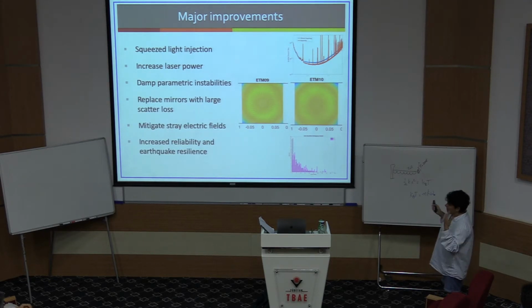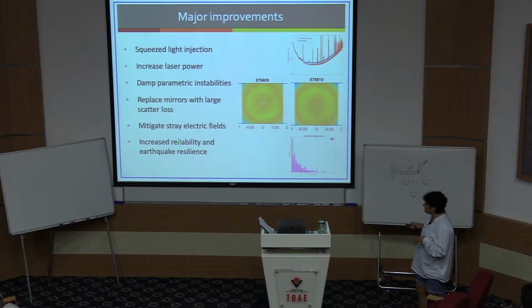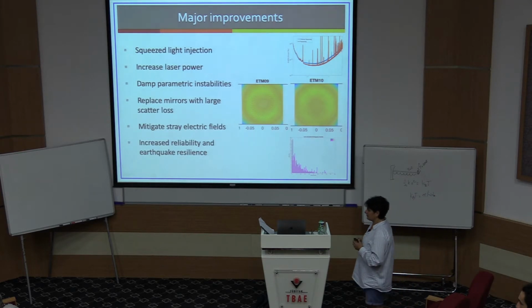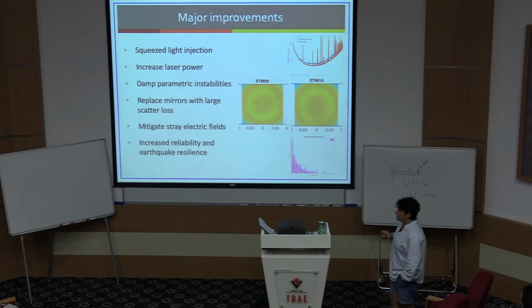We also mitigated some stray electric fields, and we increased the reliability to earthquakes. Mirror question: for the replacement of the mirrors, they seem to have roughly the same level of regularities, but is it a more regular pattern?